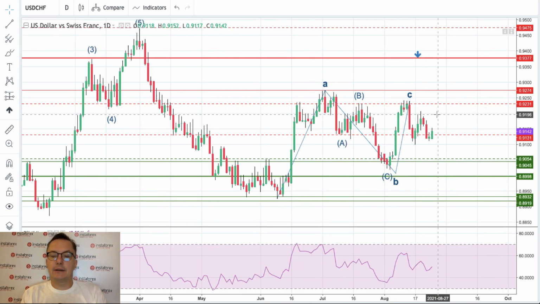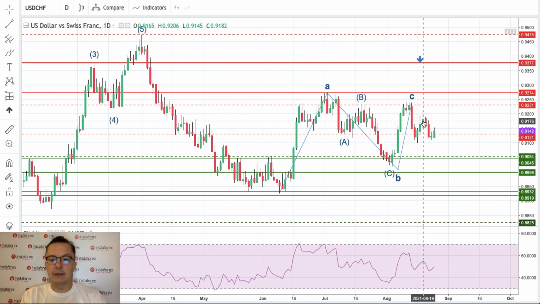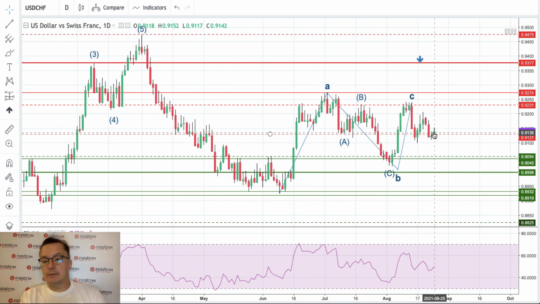US dollar and Swiss franc, it's still looking very passive. What I mean is, after the ABC correction had been made, we had a pullback towards the level of 9,100 pips. Then of course the market tried to rally. The recent high was at 9,206 pips, but since then the market again went down, and nothing is going on here on this market.